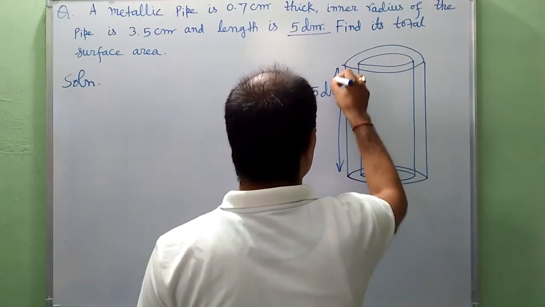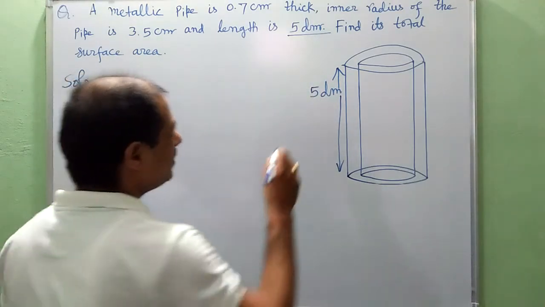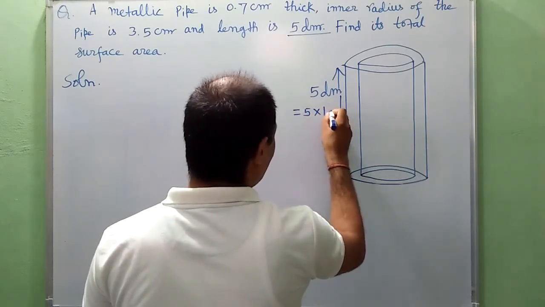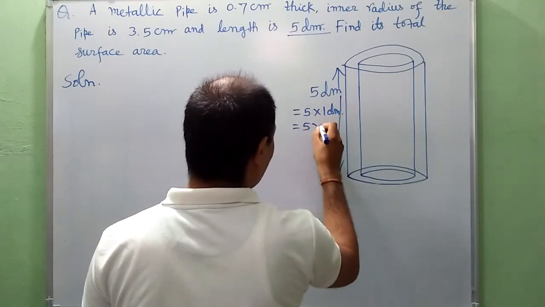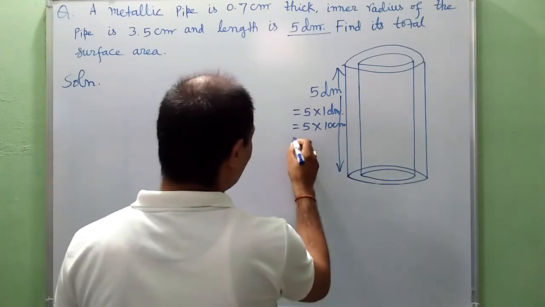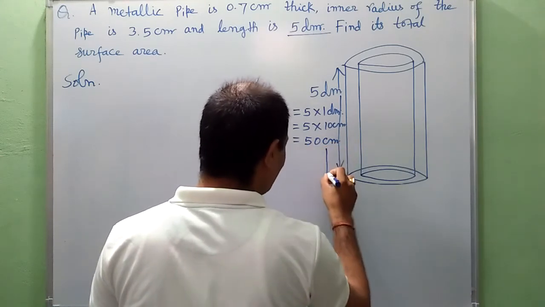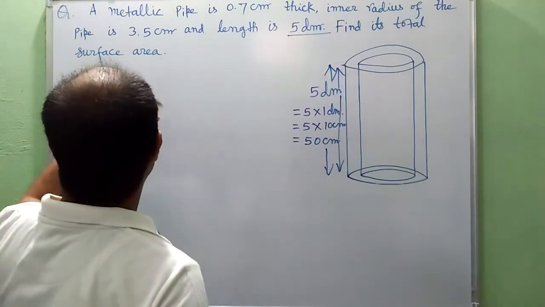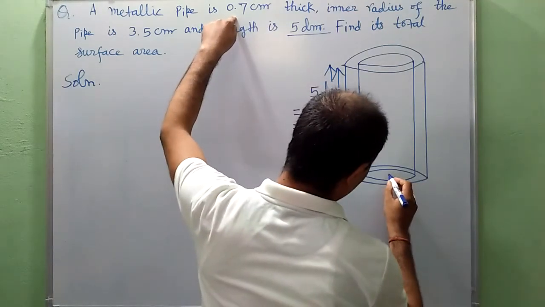As we know, in 1 decimeter there are 10 centimeter. So we can change it into centimeter like this: 5 into 10 centimeter. As 1 decimeter is 10 centimeter, it is 50 centimeter. Now this part is 50 centimeter. Thickness is 0.7 centimeter, this part.